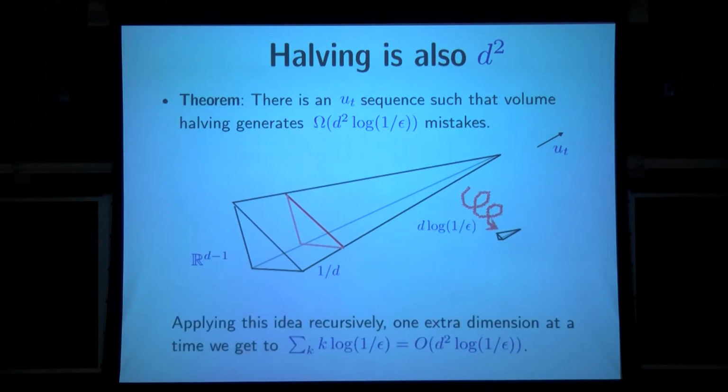But now you can do that recursively. Each dimension needs d log 1 over epsilon steps to shrink it to size epsilon, so you get d squared log 1 over epsilon. That's a bit disappointing, because the new algorithm is supposed to give you d log 1 over epsilon, so you want to get d.